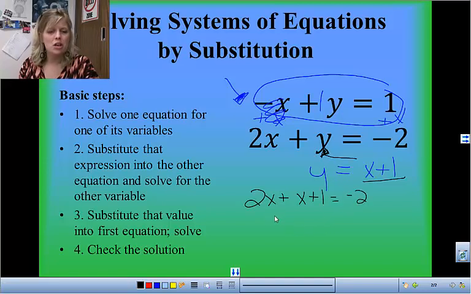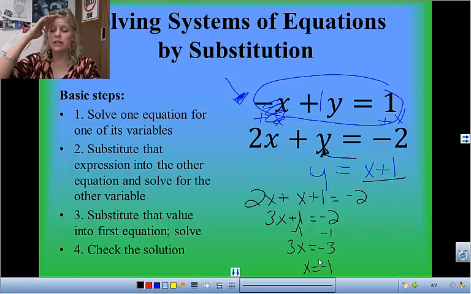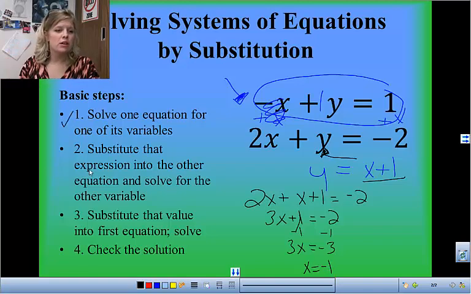Can you solve for that? You betcha. Add your like terms. 2x plus 1x is 3x plus 1 equals negative 2. Solving for x, nothing new here. 3x equals negative 3. So what does x equal? Negative 1, because I had to divide both sides by 3. We just did step 1, where we solved for one letter. We did step 2, where we substituted. Oh, just kidding, I'm sorry. We substituted this in for y.